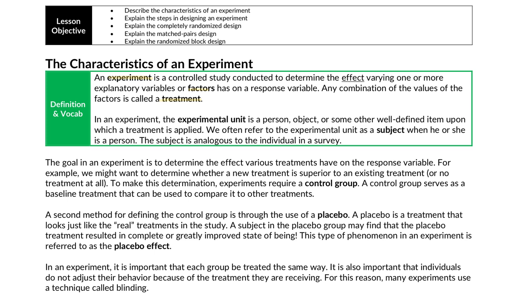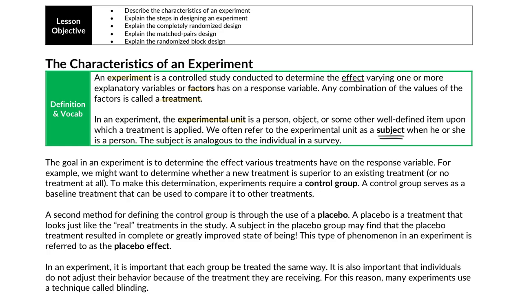In an experiment, an experimental unit is a person, object, or some other well-defined item on which a treatment is applied. We often refer to the experimental unit as a subject when it's an actual person. When it's like a plant, you would call it the experimental unit.